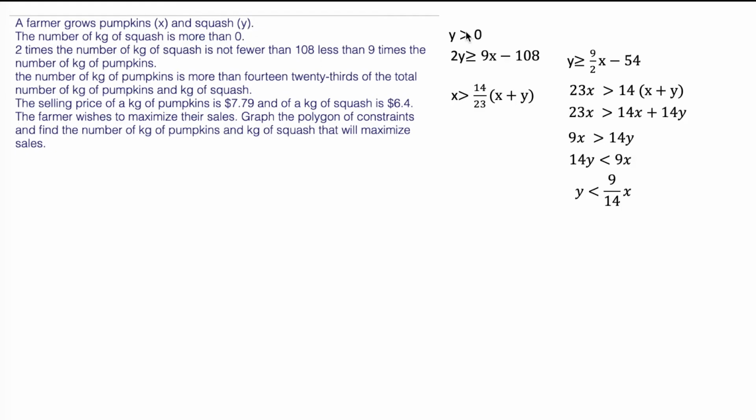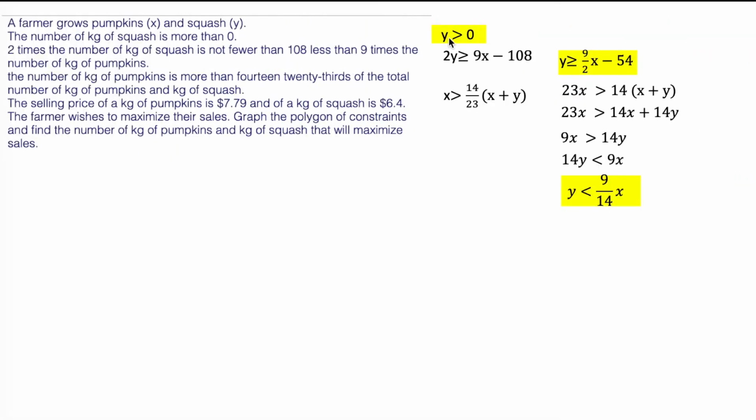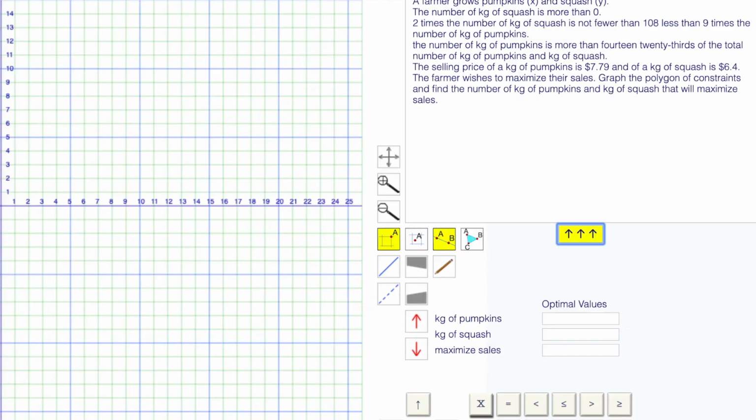That's it. We only have the 3 equations. That's our first equation. This is our second one. Our third one is here. Let's graph those 3 equations back into our program. Y is greater than 0. Here's the line y is equal to 0. Greater than, I'm going to make it dotted, and I'm shading above.